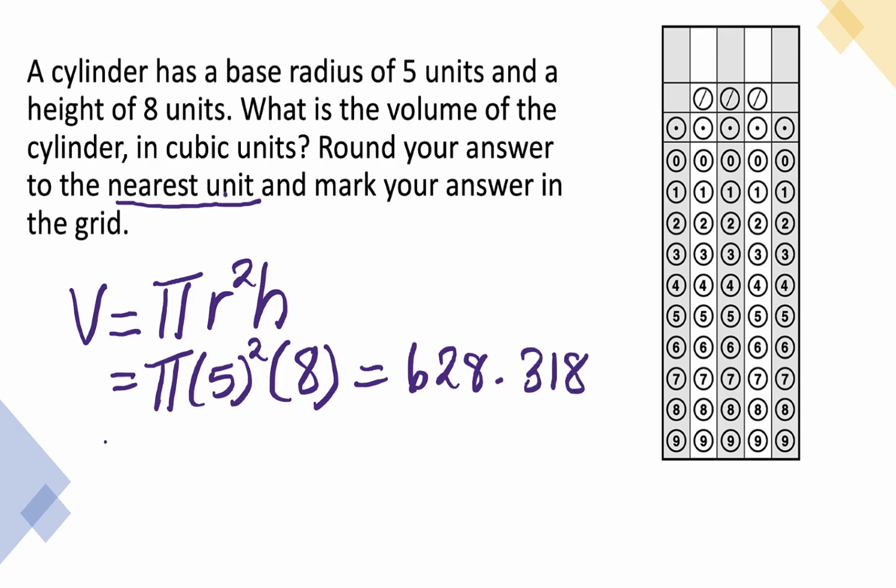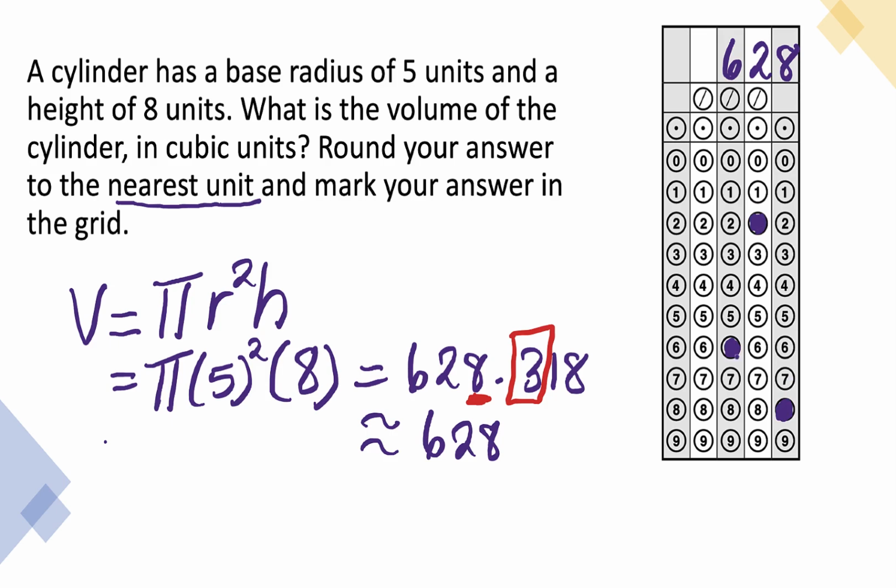628.318. When they say round to the nearest unit, or they sometimes say to the nearest whole, they want you to round to the nearest ones place. The 8 is in the ones, the digit to the right is a 3, which is less than 5, so your answer will be 628. Just write it in your grid at the top, and then let that guide you with how you bubble your answer.